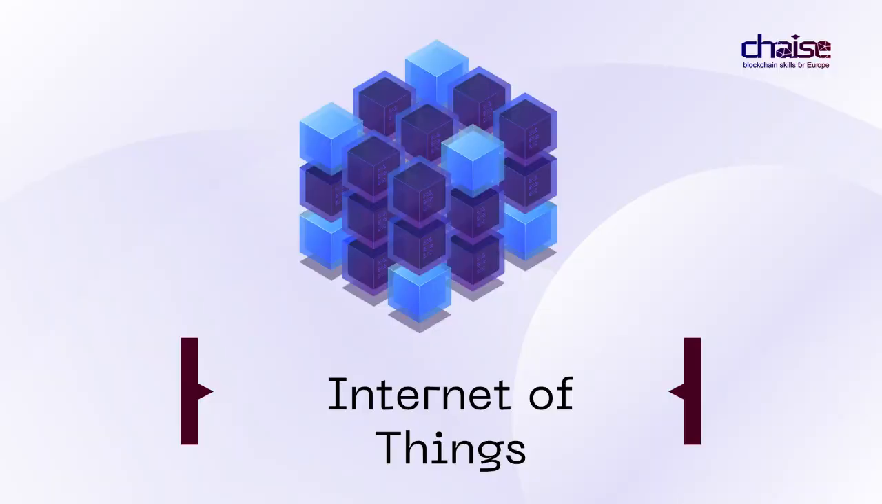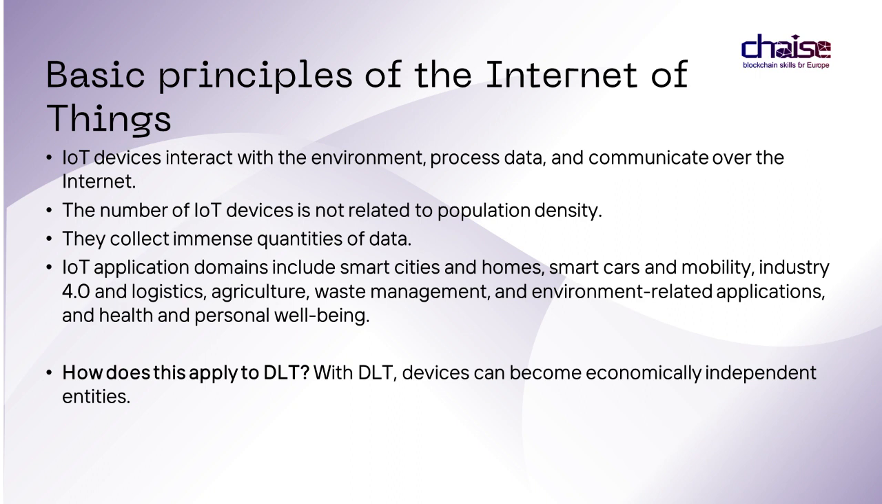Internet of Things. In the Internet of Things, IoT, the devices are no longer user terminals but become self-sufficient entities, able to interact with the environment, process data, and communicate over the Internet. Interactions can occur directly between the devices in a machine-to-machine, M2M, manner.